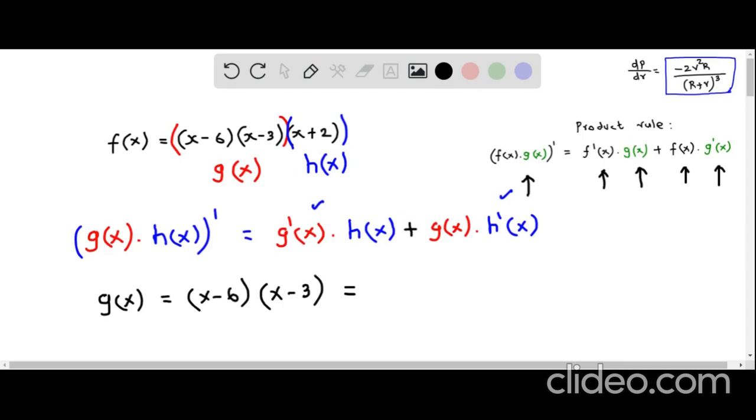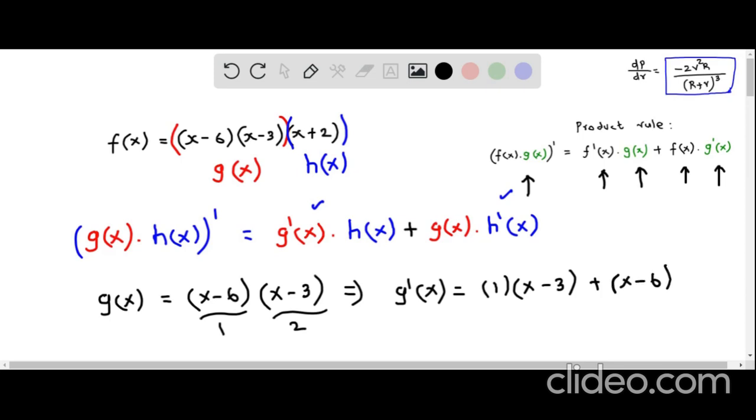And here we can apply the product rule to find its derivative. So I'm going to find the derivative, g prime of x, and this equals, we can consider this as first and this as second. First we find the derivative of the first. The derivative of the first, x minus 6, is 1. Then multiply with the second term as it is. We then put plus. Now we put the first term as it is, and then multiply with the derivative of the second term.